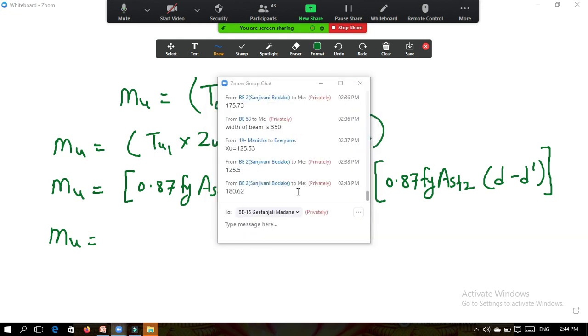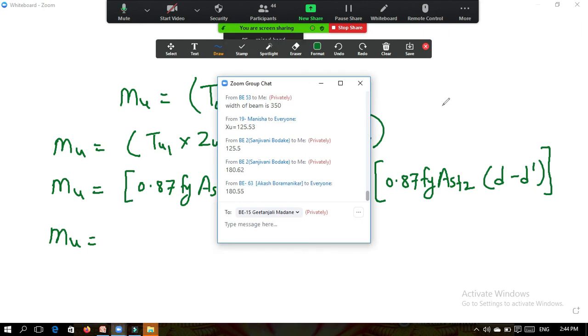Is 180.62 the correct answer or is 168 point something the correct answer? We have got two different answers now. Please others calculate the answer fast and let me know. 180.55, so 180 point something I think is the correct answer. Two persons are getting the same answer. Roll number 63 also 180.5. Roll number 2 again says 180.62. So for 168, please check the answer once again.